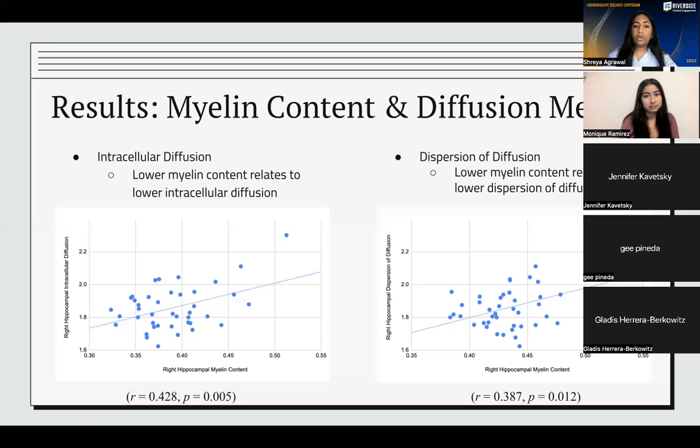But the fact that lower myelin content related to lower rates of diffusion could be attributed to the fact that in older adults, there is a loss of myelin, but that empty space could be taken up by other neural substrates. So for example, there could be neural inflammation or swelling of glia or something like that that kind of uses up that empty space and keeps our diffusion rates low. So these again were very low p-values. They were statistically significant and very strong correlations. So we were excited to see these results.